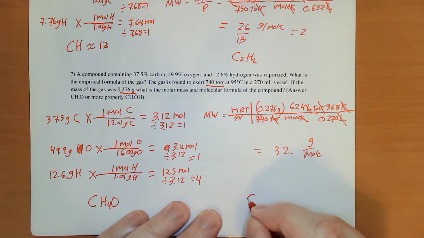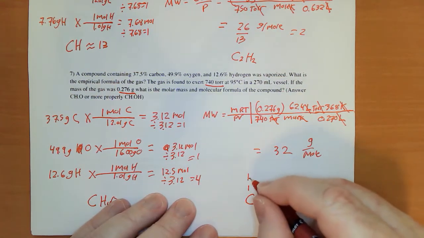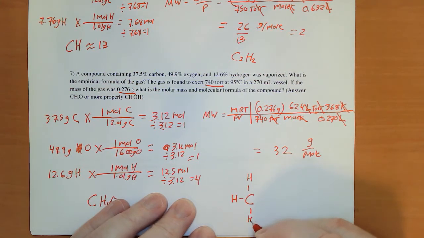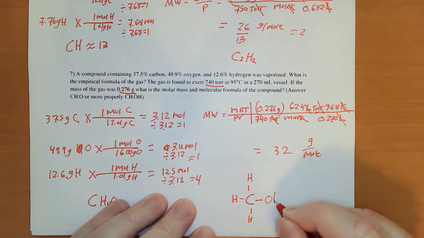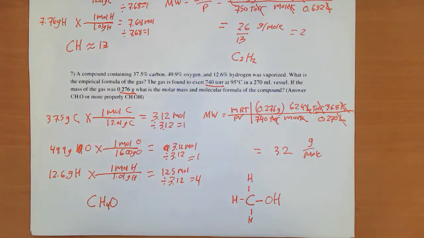So let's look at a possible structure here, maybe. Carbon. Put that in the middle. We'll throw 3 hydrogens on that carbon, and probably an OH group. So that is very likely going to be methyl alcohol, CH3OH. All right, that's page 11.